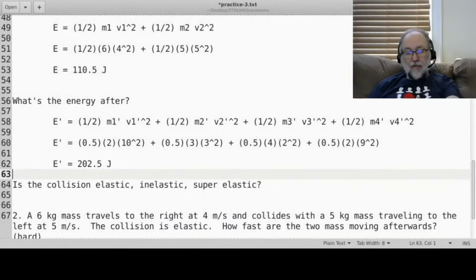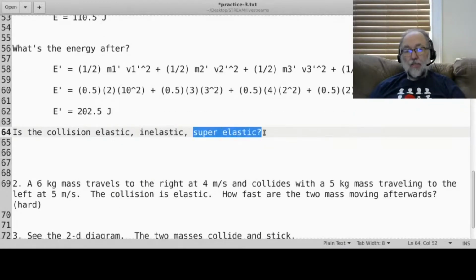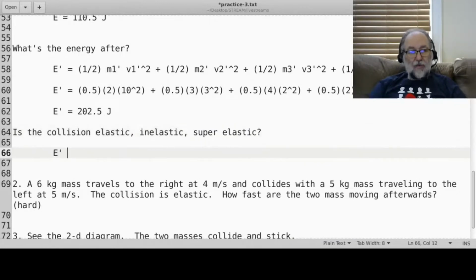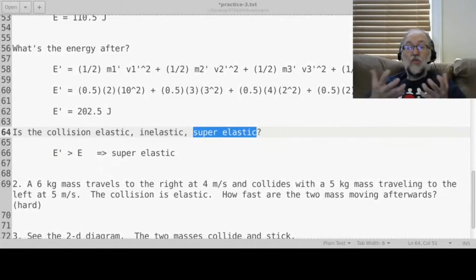And then finally, is this collision elastic, inelastic, or superelastic? Well, the energy after is less than the energy before, and what does that mean? That means that, sorry, no, the other way around. Sorry, guys. The energy after is greater than the energy before, and that means it's superelastic. So it's one of these situations where energy was added because of some kind of microscopic energy being released and manifesting itself macroscopically. So there you go. Now, as I said, this is very rare. Superelastic collisions are rare.